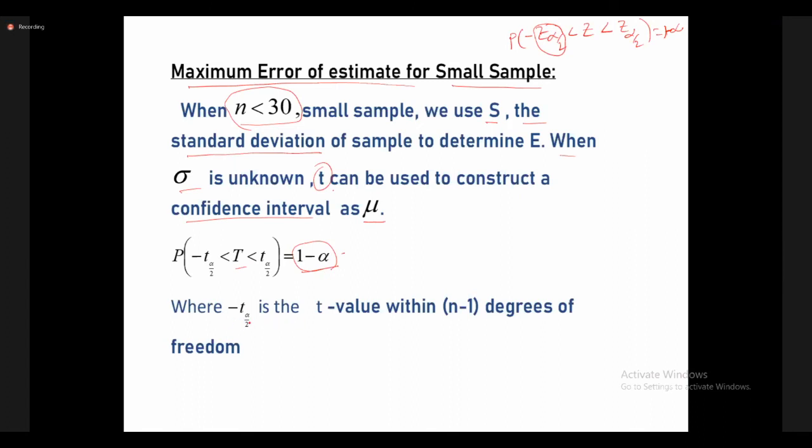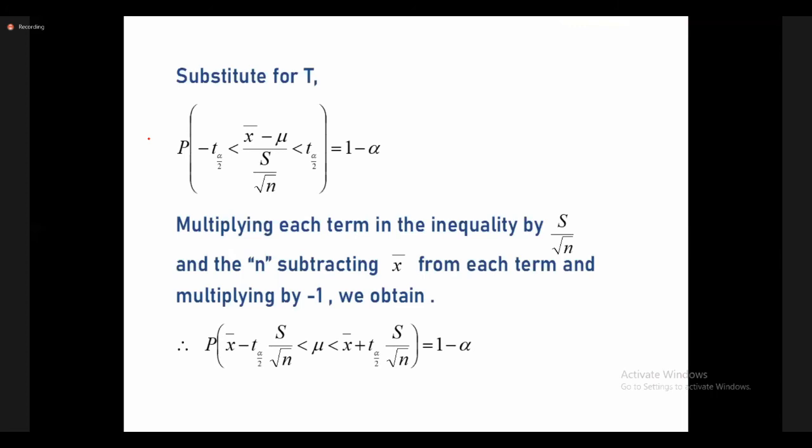You can get this T alpha by 2, the T value, from the T distribution with n minus 1 degrees of freedom. Not to worry about that, we'll provide the T distribution tables. And we'll discuss how to find T values also. No need to worry, just remember that formula for small samples. Today we'll complete the total theory part. After that, tomorrow we'll discuss the problems.